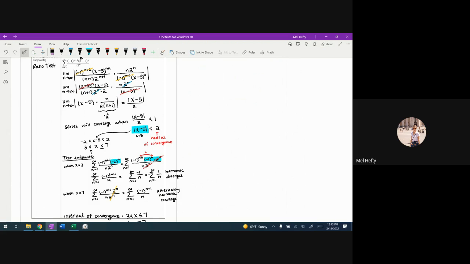I can absolutely guarantee there will be one of these on your Unit 9 test. And I can guarantee this is one that every one of you can do if you practice it. It's a very methodical question. If you didn't realize, start with ratio tests.